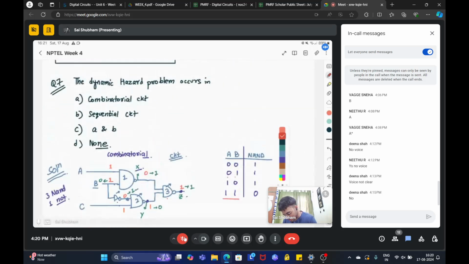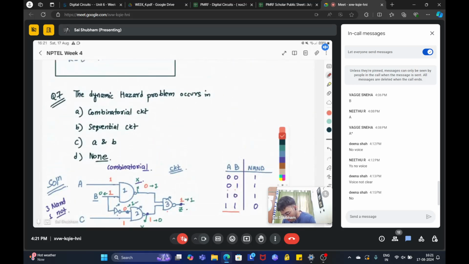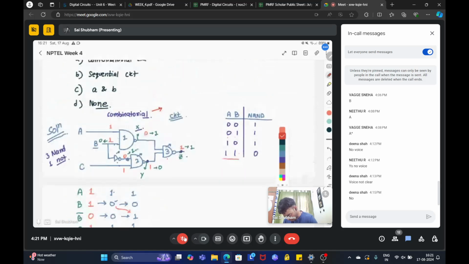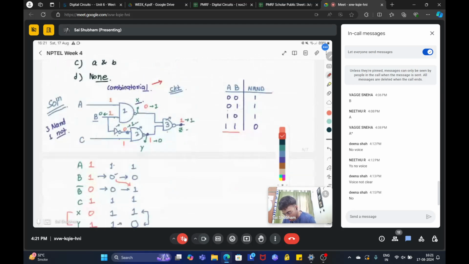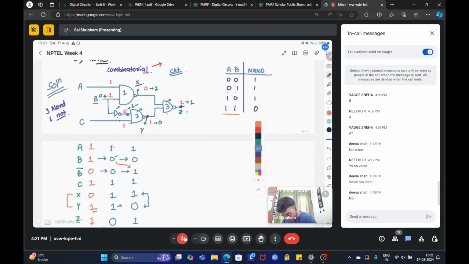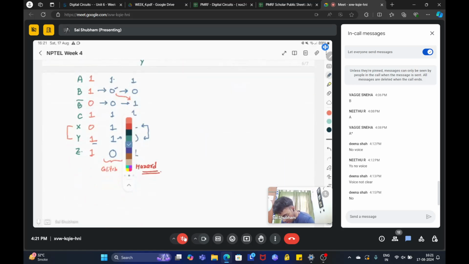So the question says the dynamic hazard problem occurs in, so this is a combinatorial circuit, and I have shown you right now a dynamic hazard. So this problem is present in combinatorial circuits. Now, what is a sequential circuit? A sequential circuit has a memory component, which can be in the form of flops.